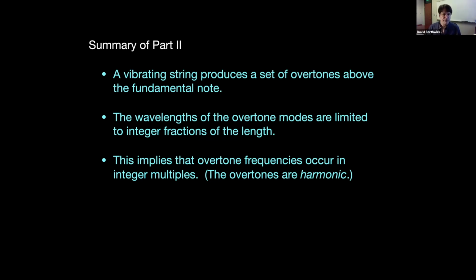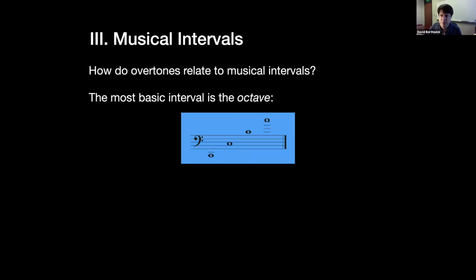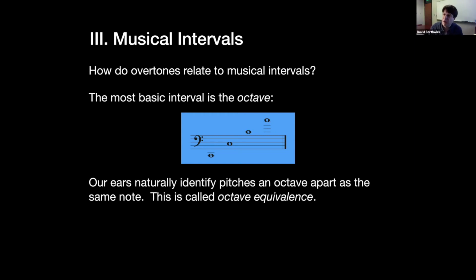Okay, so moving on from this, let's talk about musical intervals. These are very closely related to the overtones. The most basic musical interval is the octave, which we all hear naturally: two notes an octave apart naturally sound to us like the same note. That phenomenon is called octave equivalence, where notes in different octaves are identified, and that's just a natural phenomenon that occurs to us. I'll try to explain in terms of the overtones why that is.